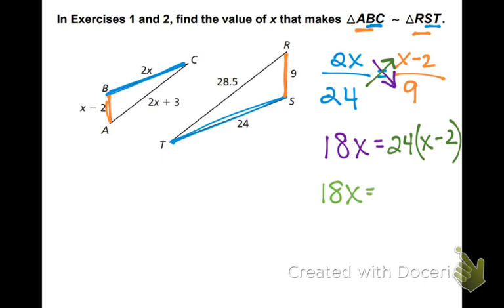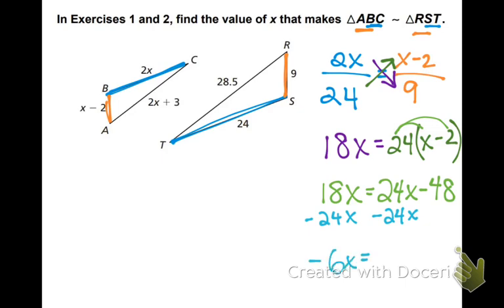So on the left, we still have 18x. On the right, we'll have 24x. What is 24 times a negative 2? Negative 48. Normally I'd move the smaller x, I'm just going to move 24x to the other side. What is 18x minus 24x? Negative 6x. You're good. Equals negative 48. Divide by negative 6. And what does x equal? Positive 8. That is the answer.